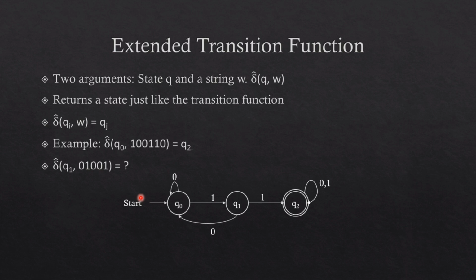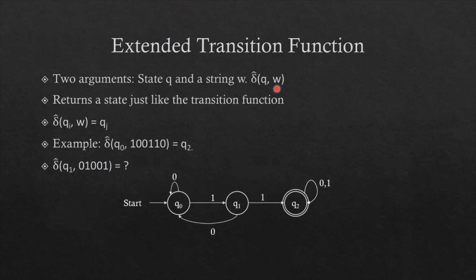The extended transition function is a function that takes two arguments just like the transition function. The first argument is a state, and the second one is a string. We sometimes represent the extended transition function with a hat over delta just to distinguish it from the transition function. Remember, the second argument of a transition function was a symbol, not a string. But for an extended transition function, the second argument is a string. We represent a string with a W here.